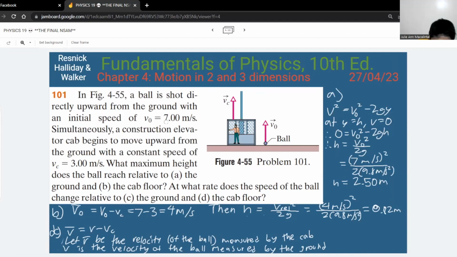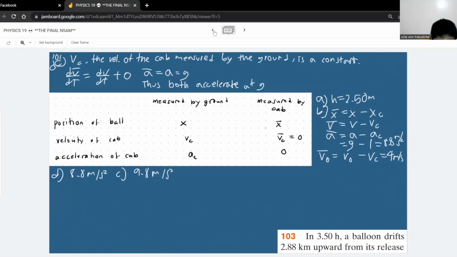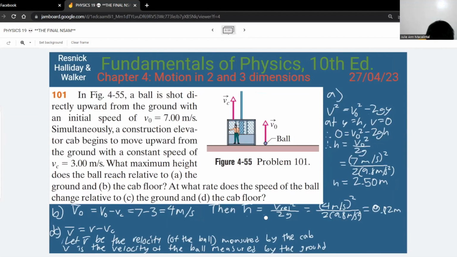Okay, so it should reach the, tapos ano, kung measured by the cab, I think lagyan mo ng bar. H bar is equal to, kasi yun yung convention natin, may bar lahat ng measured by the cab. Parang naalala mo yung ginagawa niya sa rotated coordinates, yung walang bar yung unrotated, tapos yung rotated yung may bar, yung may prime. Or prime.